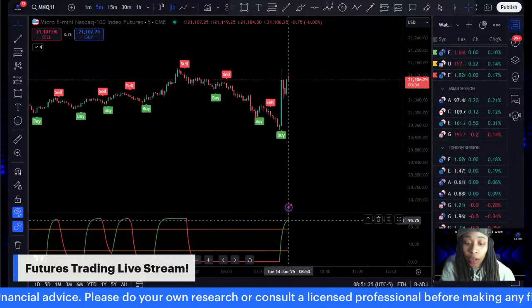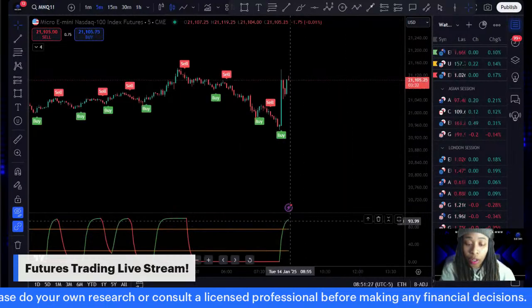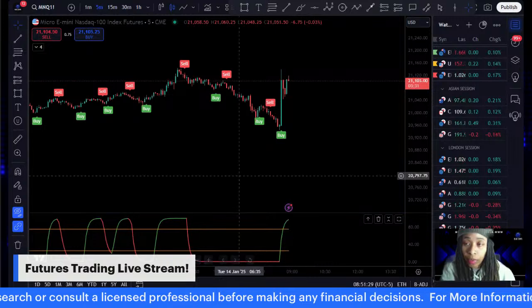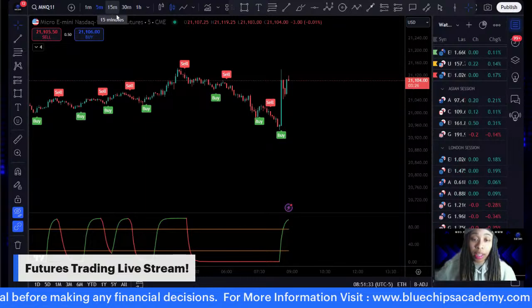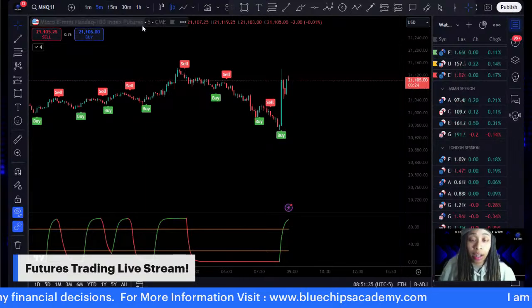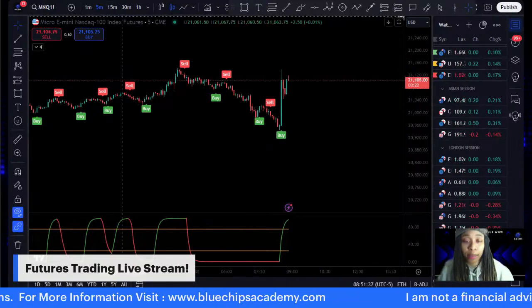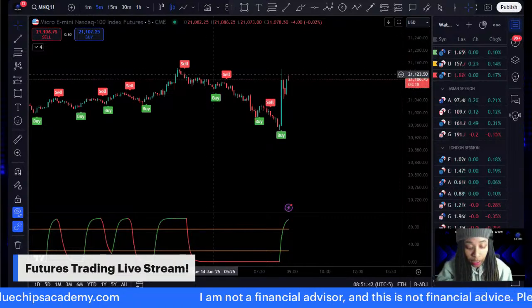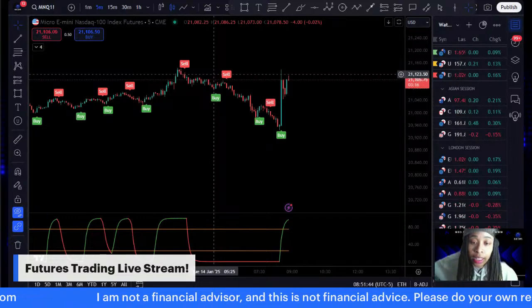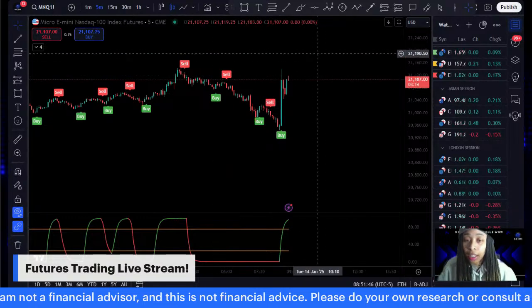We will want both of these to align, both the 5-minute and the 15-minute. Sometimes it works out that way, sometimes it doesn't. But our directional bias is based off of the 15-minute chart. All right, so let's take a look and see what we have here.